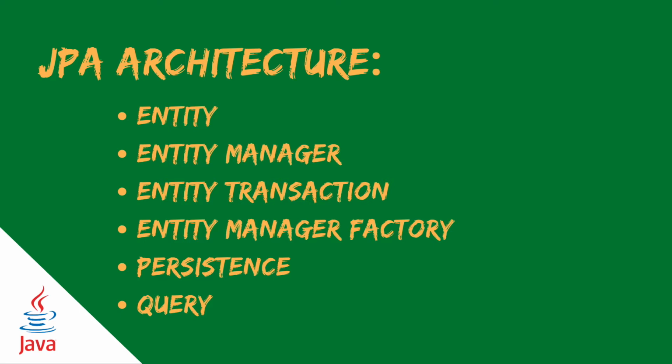Entity manager factory. This is a factory class of the entity manager. It creates and manages multiple entity manager instances. Persistence. This class contains static methods to obtain the entity manager factory instance. Query. This interface is implemented by each JPA vendor to obtain relational objects that meet the criteria.